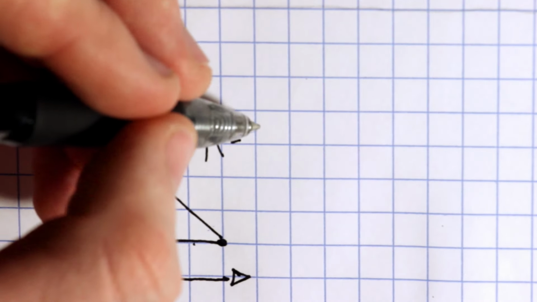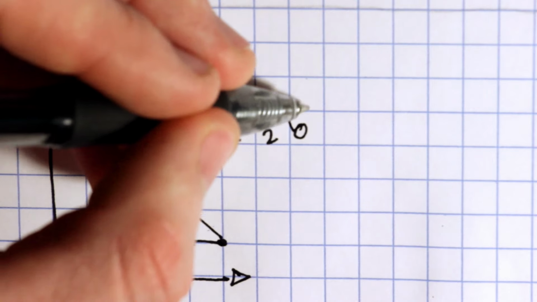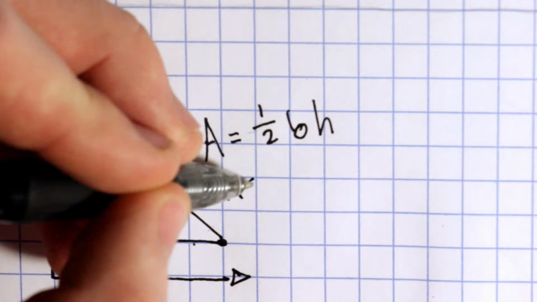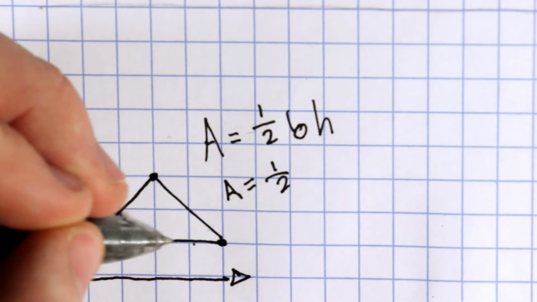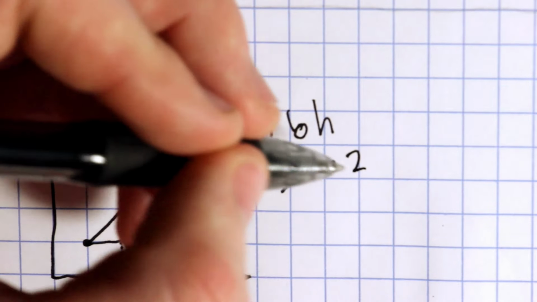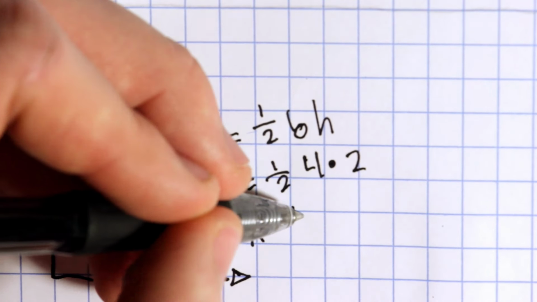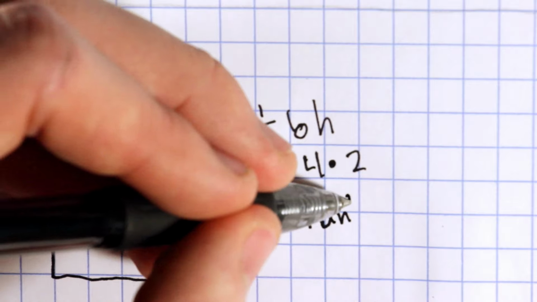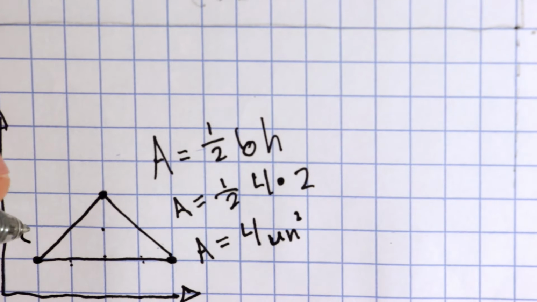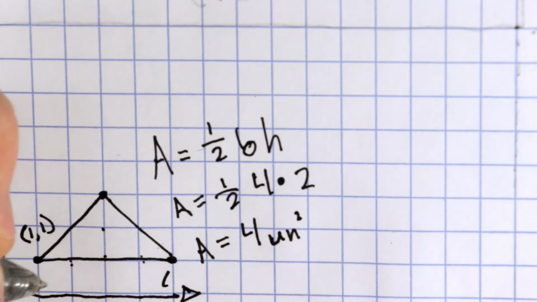Using the standard area of a triangle formula, half of the base times the height, we know that because the base of this triangle is 4 units wide, and it is also 2 units tall, then the area of this triangle must be 4 units squared. Now let's try the method we used before and see if it's consistent with this value.